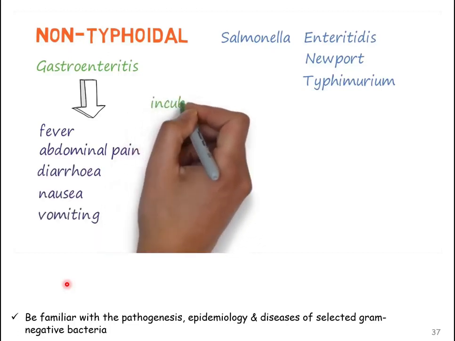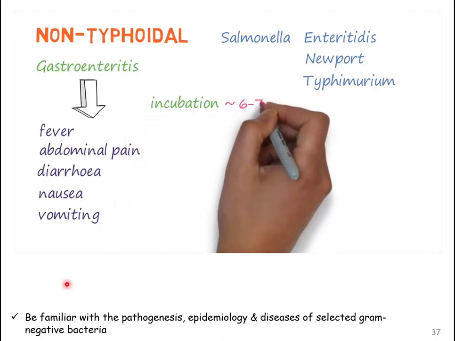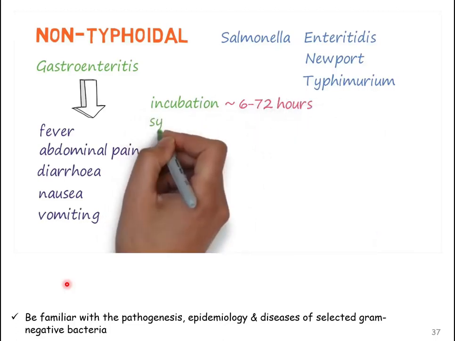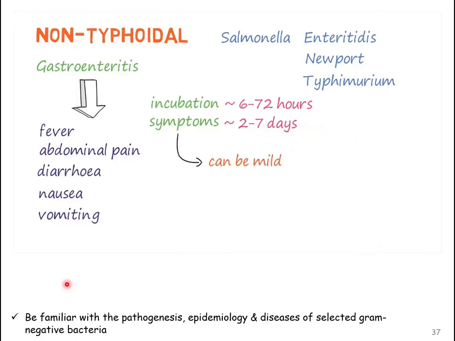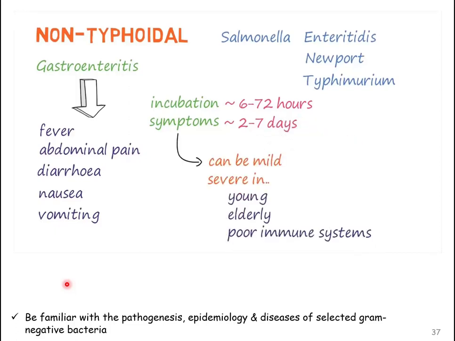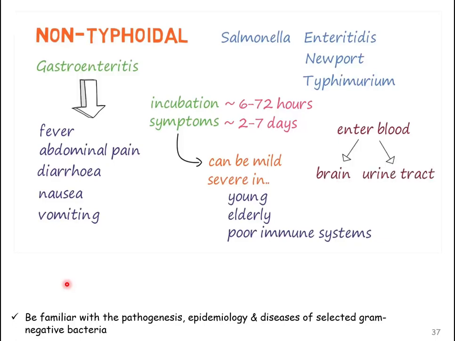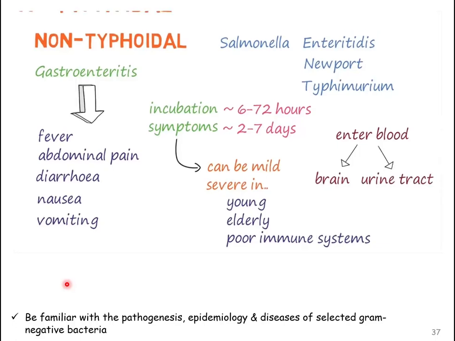These symptoms usually occur between 6 to 72 hours after being exposed to the bacteria and can last for about 2 to 7 days. Although the disease can be relatively mild in most people, it can be quite severe in the young and elderly and those with poor immune systems. Sometimes the bacteria that cause non-typhoidal salmonella can enter the blood and infect other organs like the brain or the urinary tract and cause local complications.